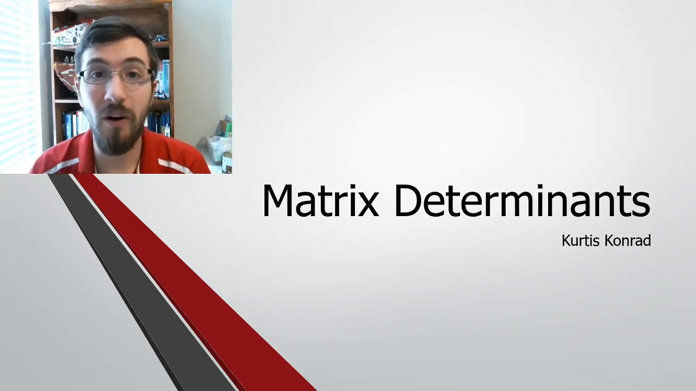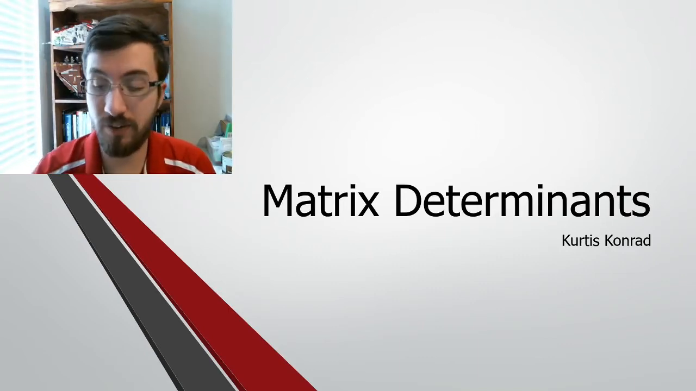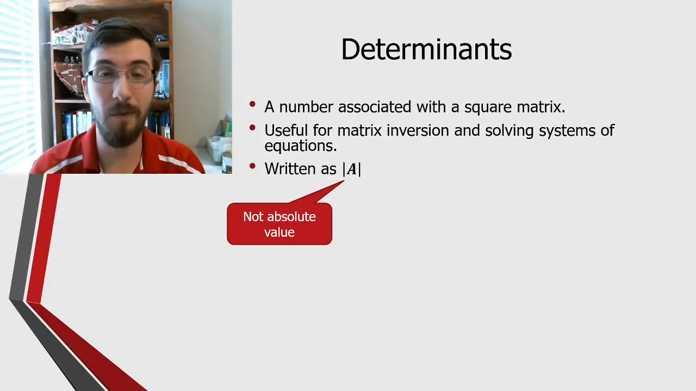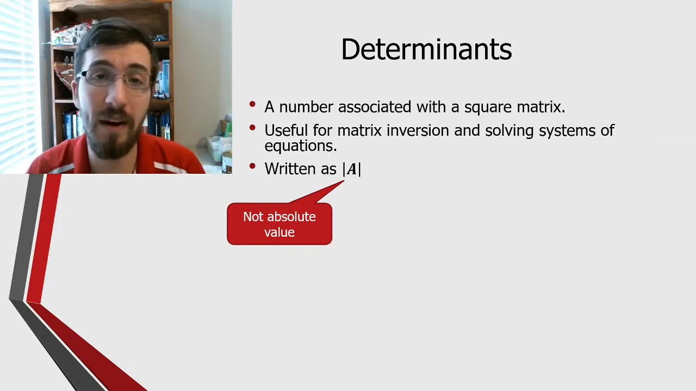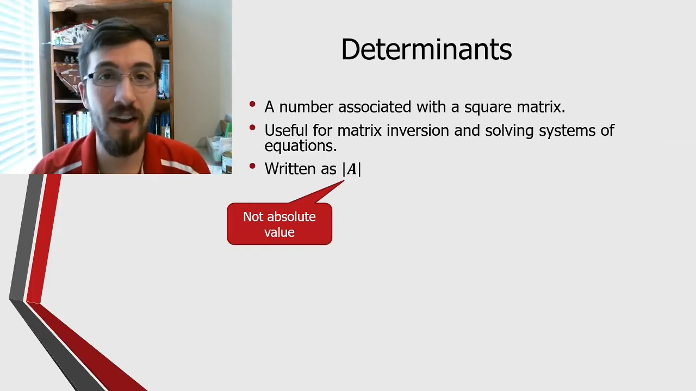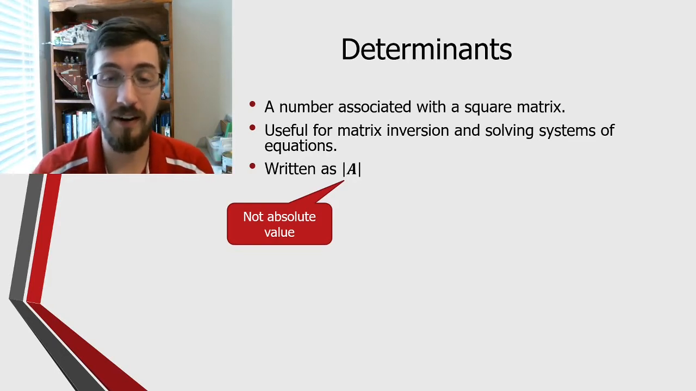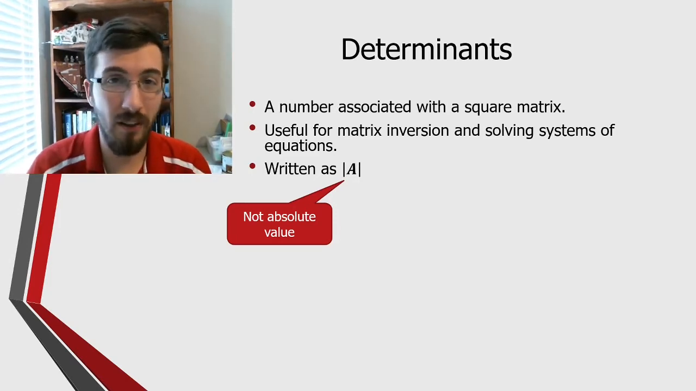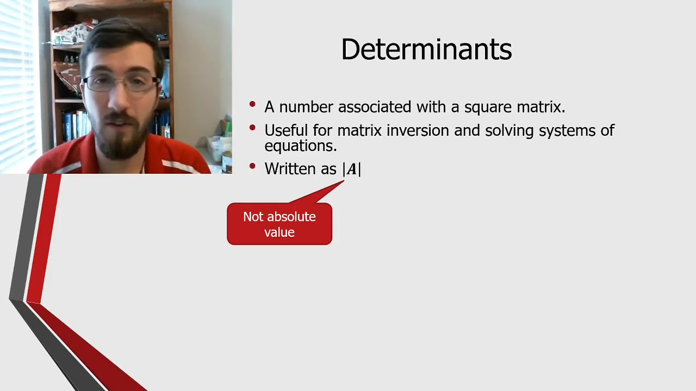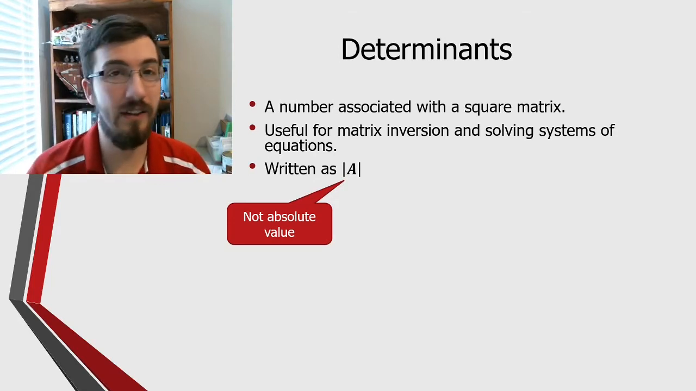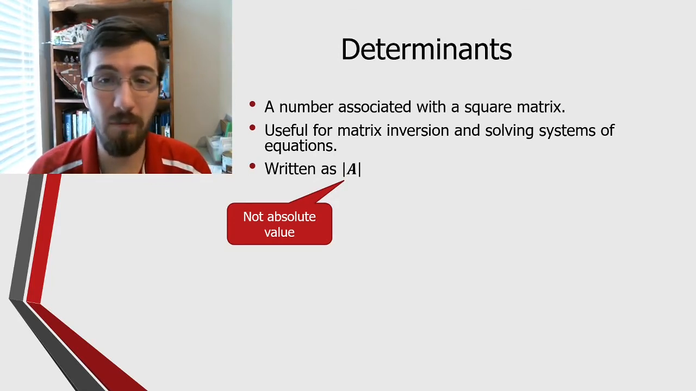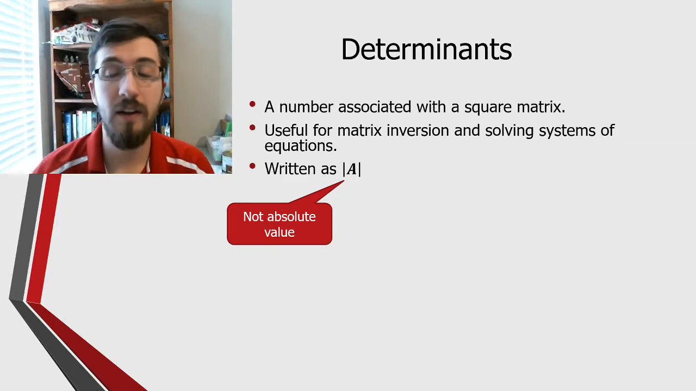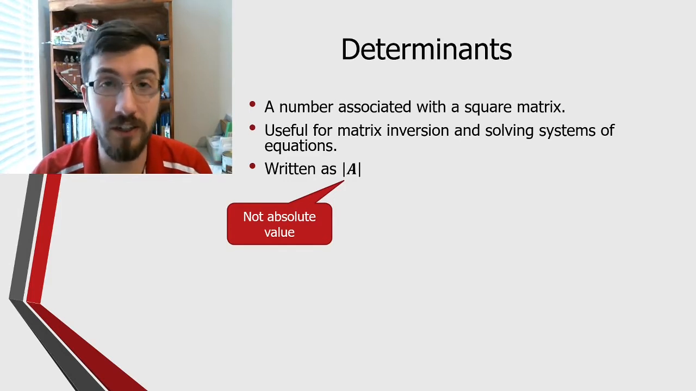Hey everyone! In this video we are going to talk about matrix determinants. So, the question of course is, what is a determinant? Well, it's just a number that's associated with a square matrix. So every square matrix has a determinant. And what is this determinant thing? It's just a number, like -5, 10, 48, 0. And why do we care? Because it's useful for doing things like matrix inversion, which we'll talk about in a later video. It's also useful for solving systems of equations.